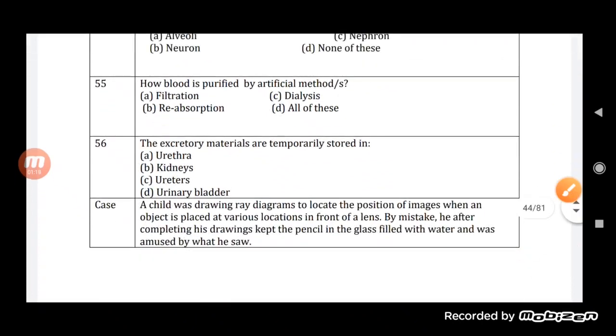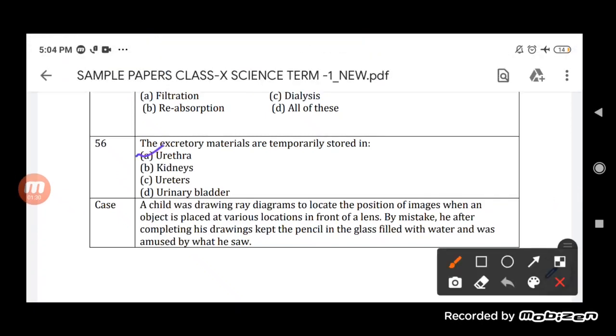Then, the excretory material is temporarily stored in urethra, kidney, ureter, or urinary bladder. So basically it is stored in the urethra. Okay.